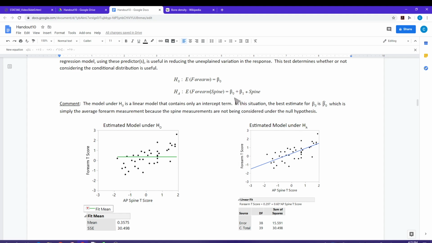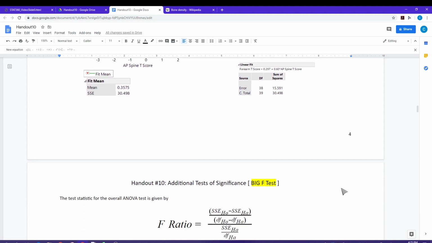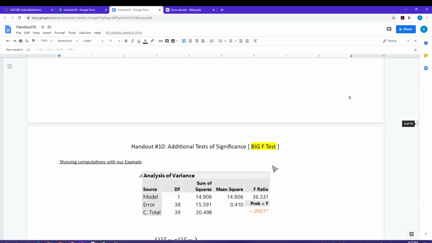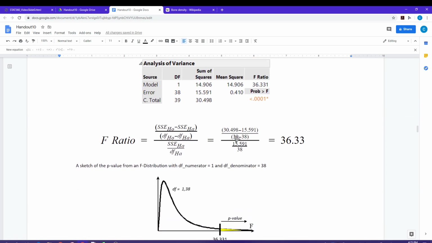So I need to be talking about the error term, not the model or the regression model. So the degrees of freedom for the error on this side is going to be 39. The degrees of freedom on this side for HA is going to be 38. Leaves me with a difference of 1 there. So let's just look at those calculations here. 30.498 minus the 15.591, and then I got 39 minus 38 here.